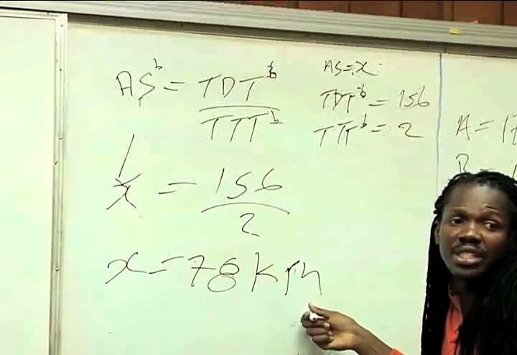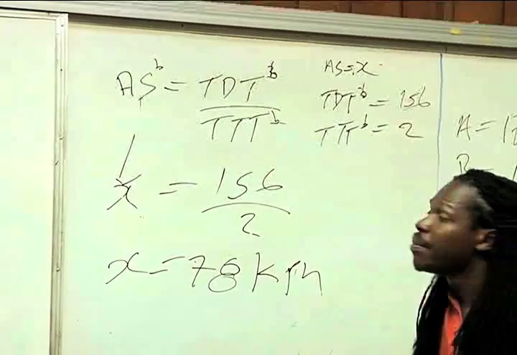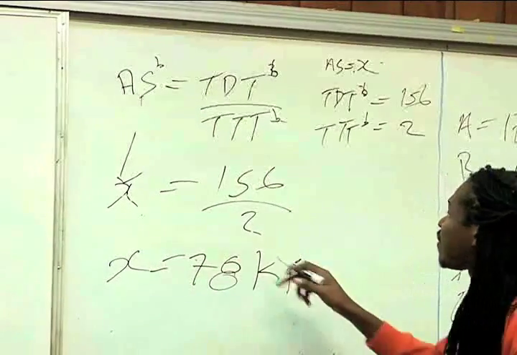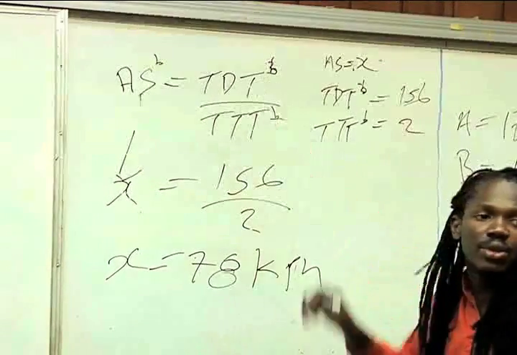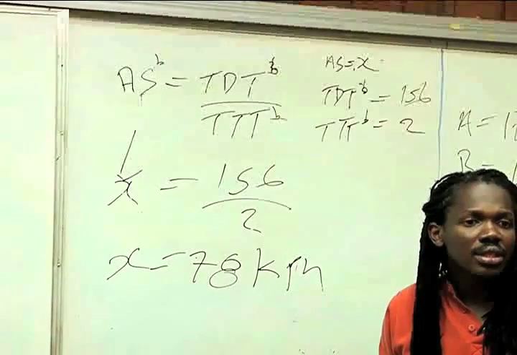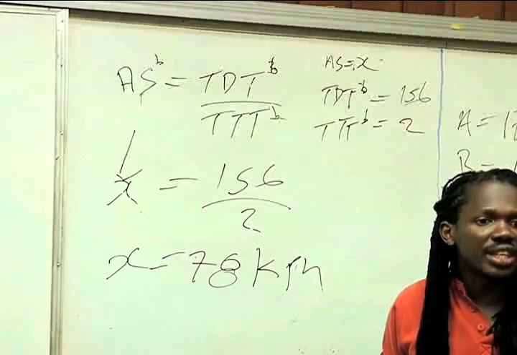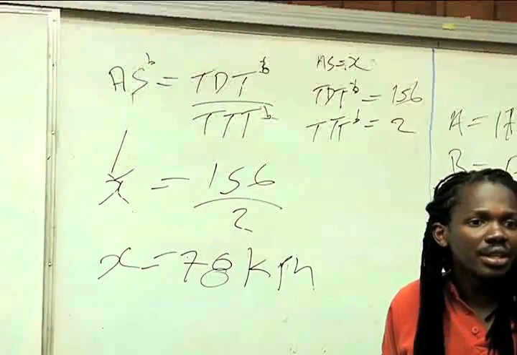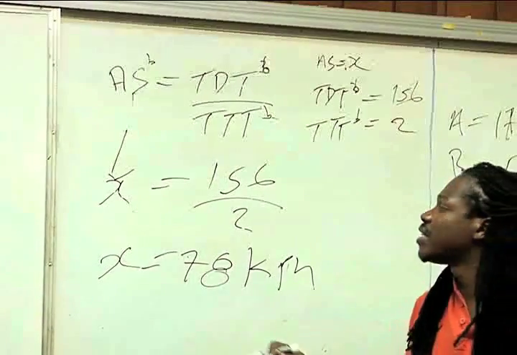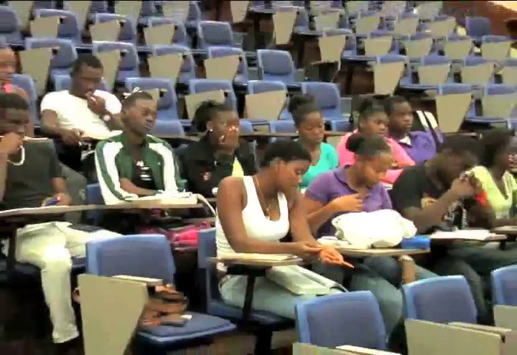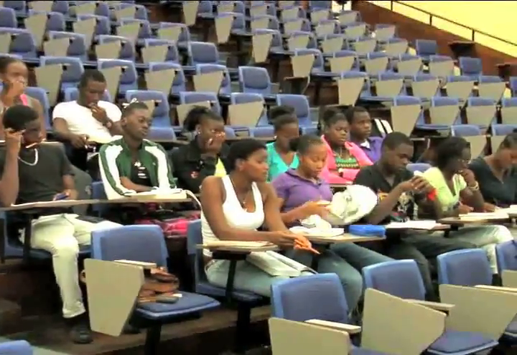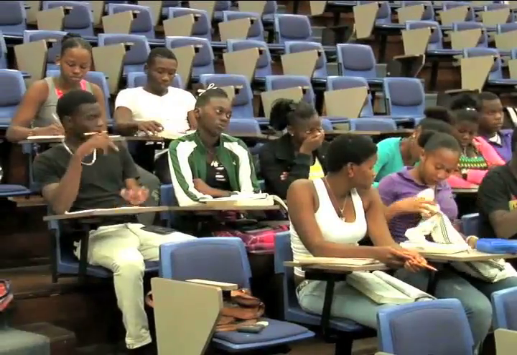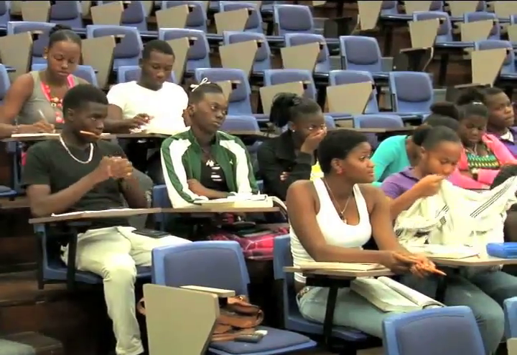How do we know it's kilometers per hour? Because the average speed is always per hour. If we find TDT, the answer would be in kilometers straight. And if we were finding TTT, the answer would be in hours straight. But once you're finding average speed, it is per hour, whether miles per hour, meters per hour, or kilometers per hour. You understand that?